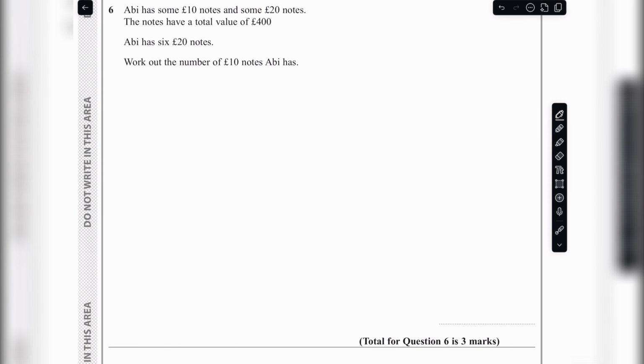In question 6, we are told that Abby has some £10 notes and some £20 notes. The notes have a total value of £400. Abby has 6 £20 notes. Work out the number of £10 notes Abby has.